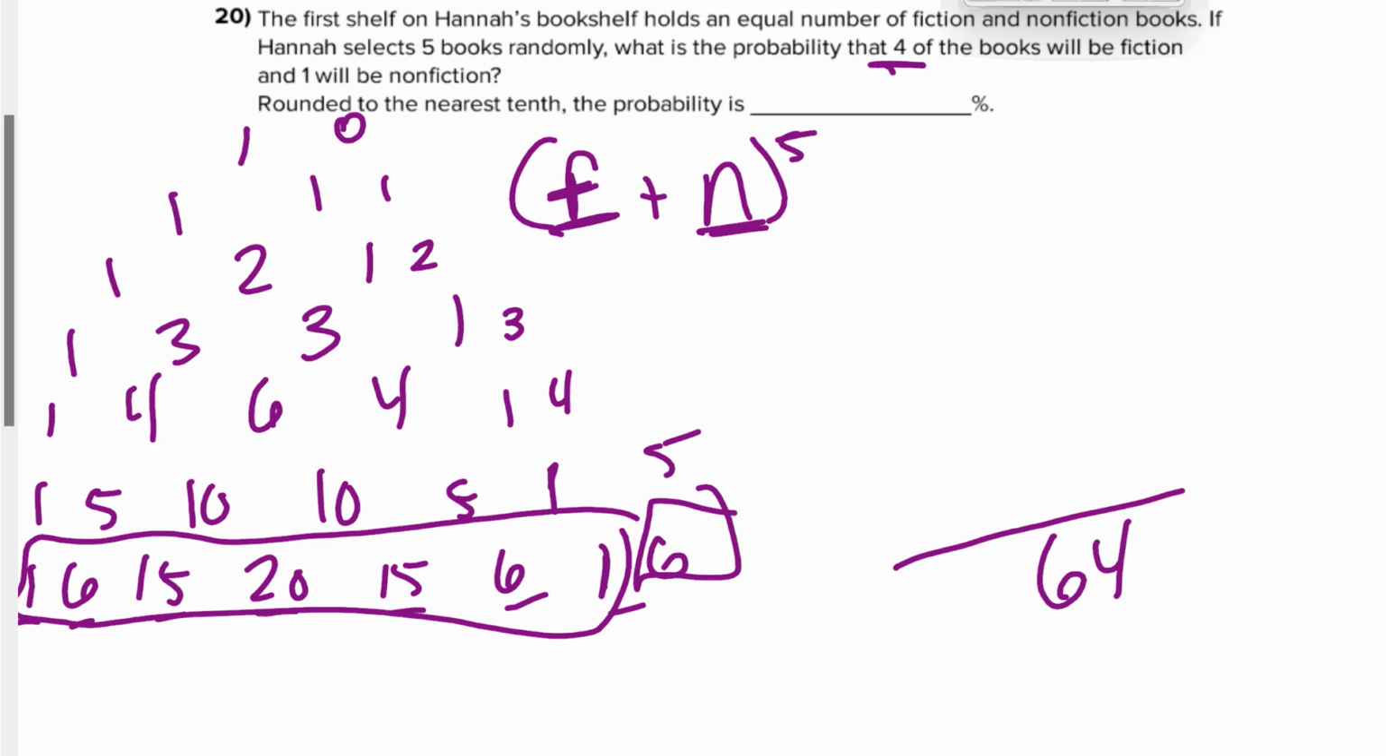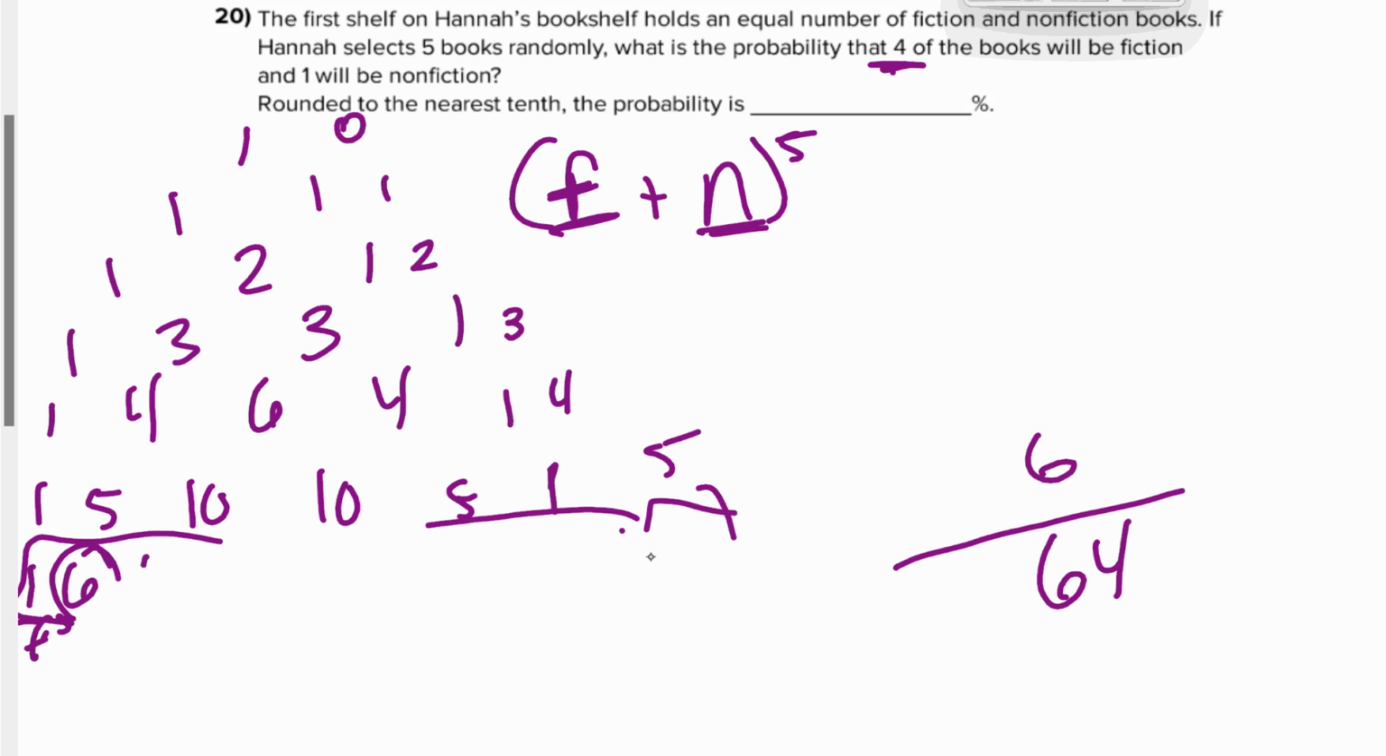And then I want one where it's 4 books fiction and 1 book nonfiction. So fiction would be all 5 here. This one would be fiction would be 4, and nonfiction would be 1, and that's what I want. So that's the coefficient that I want, this one right here with a 6, so that I can divide 6 divided by 64, and okay, of course that doesn't work out, so I messed up again.